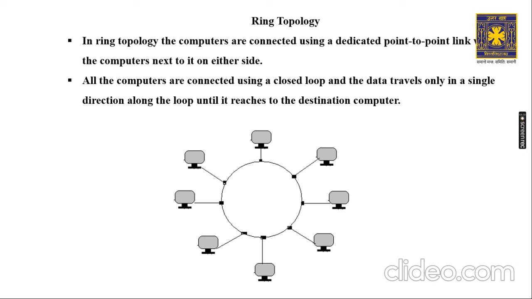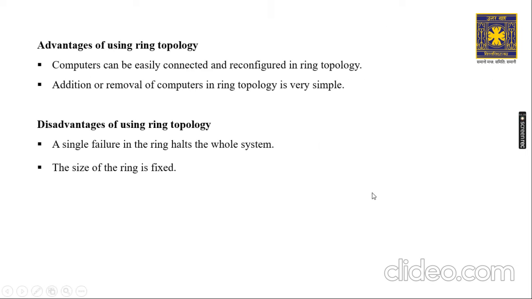Now let us move to the next slide to see its advantages and disadvantages. Advantages: computers can be easily connected and reconfigured in a ring topology. Addition or removal of computers in ring topology is very simple. And the disadvantages of ring topology: a single failure in the ring halts the whole system. The size of the ring is fixed. So let us revise.